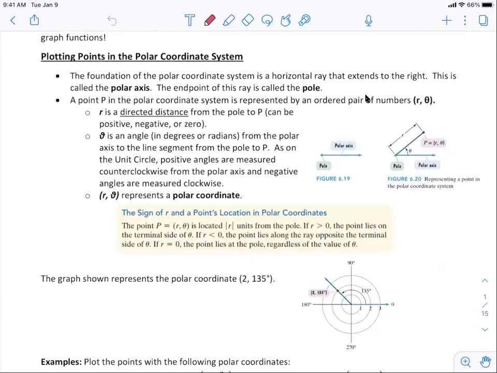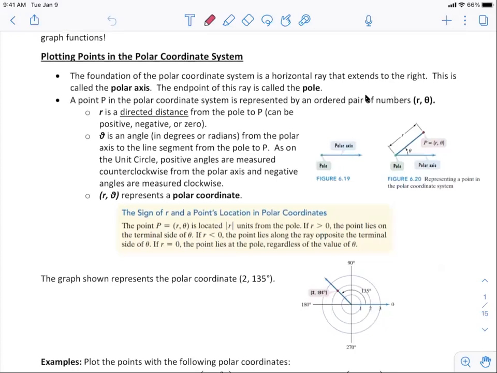Remember back when you first learned graphing, you had to learn about the origin and the x-axis and the y-axis. This is no different, okay? The foundation of the polar coordinate system is that you start with a horizontal ray that extends to the right. This is called the polar axis. The end point of this ray is called the pole. So if you see in figure 6.19 there, the pole is the end point of the ray. The polar axis goes to the right.